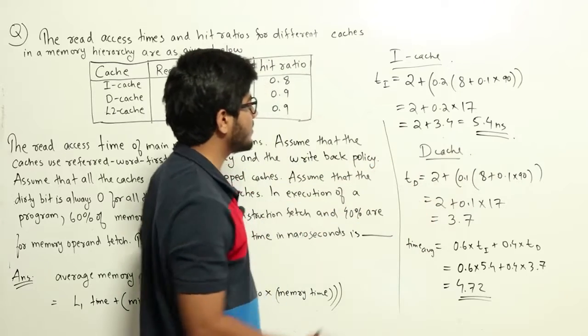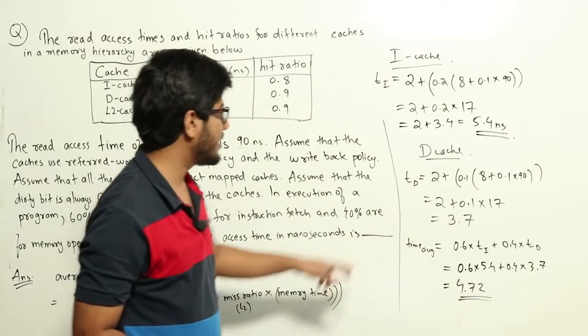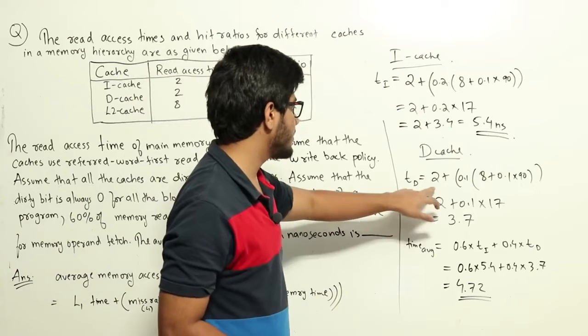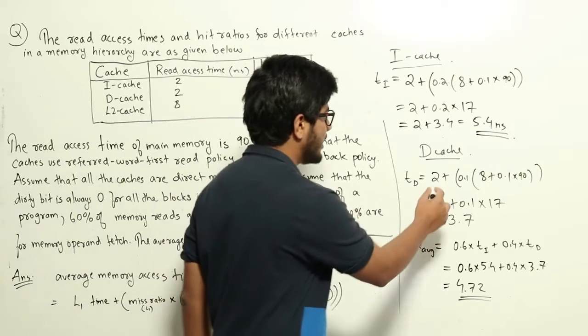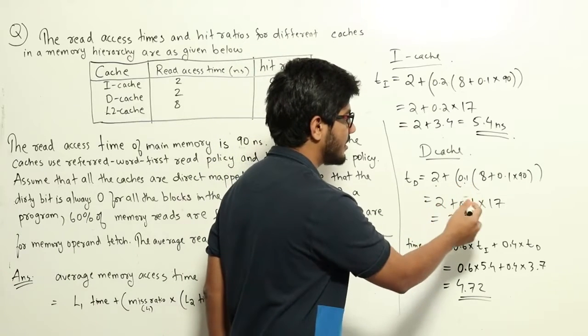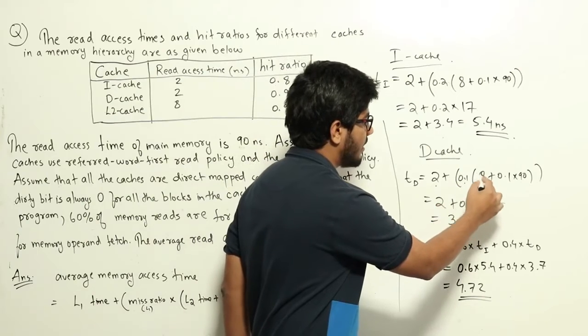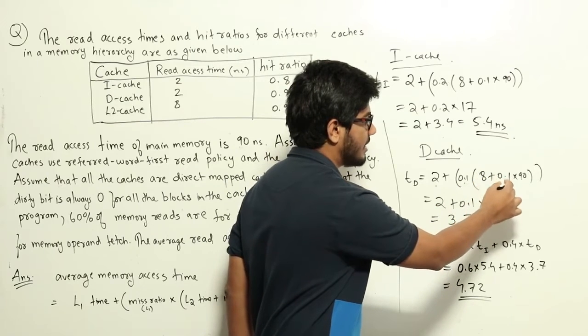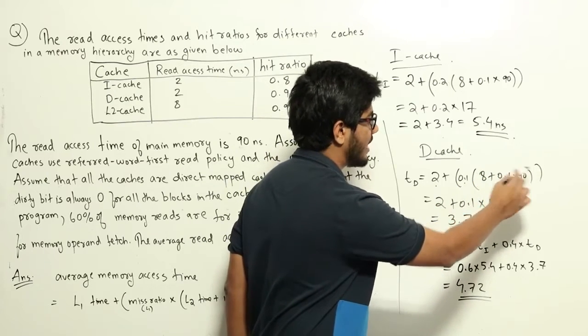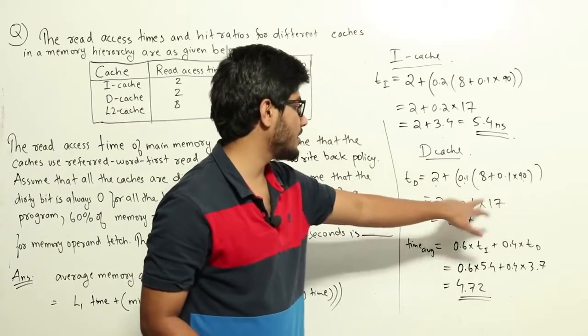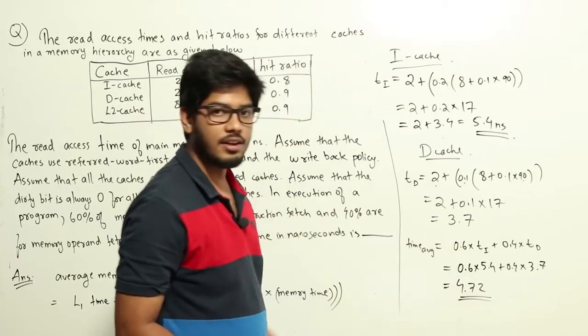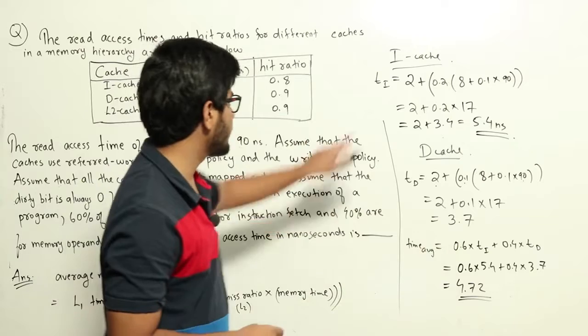Now for the D cache, similarly we will do the average access time, that is T of D we will call it, that's equal to 2 plus, that's D cache access time plus D cache miss ratio into L2 cache access time plus L2 cache miss ratio into main memory access time, that is 2 plus 0.1 into 17, that is 3.7. Now let us find out the average memory access time for these two.